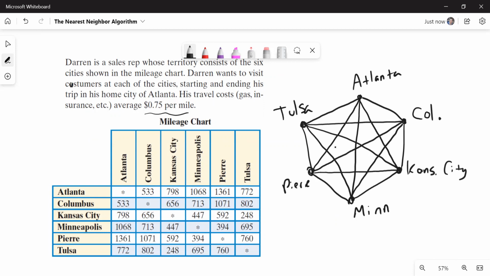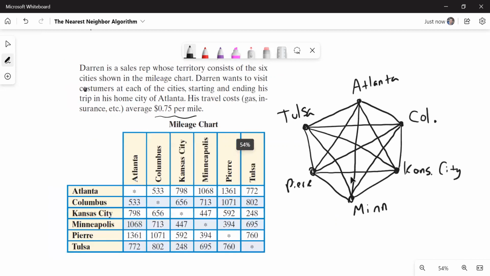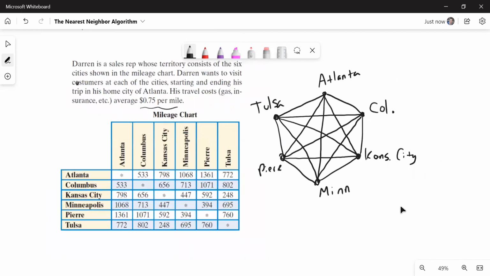You probably don't want to list all possible routes. Of course not. That would take who knows how much time. A computer could do it quickly, but by hand, it would take a long time. So we're just going to use the nearest neighbor approach. The nearest neighbor approach is to pick a starting place. Well, Darren lives in Atlanta, so we're going to start there, right? Atlanta. I'm going to use A for Atlanta.